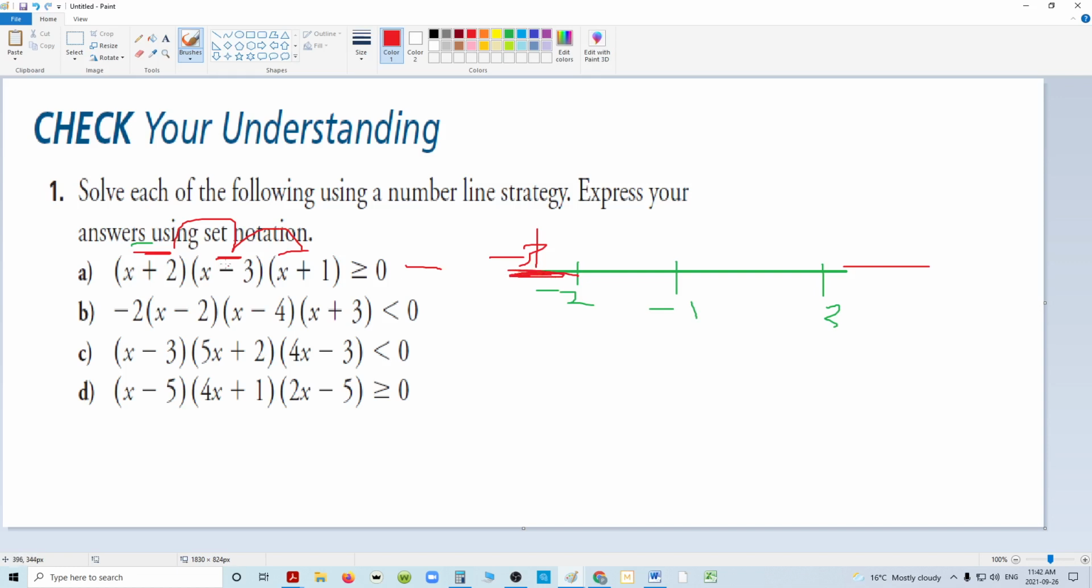I also know the nature of cubics. Since it has 3 intercepts, this section here must be above 0. This section below must be below 0. And this section above must be above 0. However, if I'm going to do the number line strategy, we would indeed take a number in between minus 1 and minus 2, like minus 1.5.